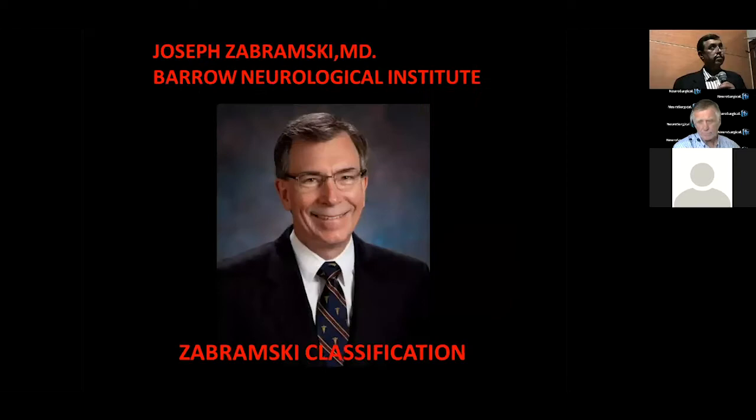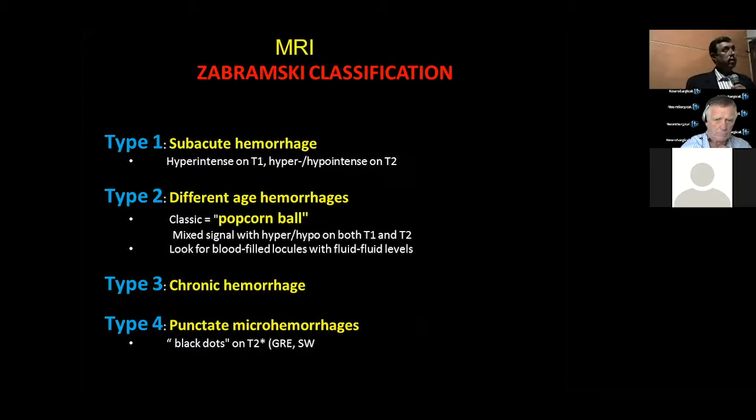And this man came, Joseph Dobromensky from the Barrow Institute in the United States, a very famous center for cerebrovascular disease. And he said, we will classify this into a classification. So it is known as the Dobromensky classification. His associate, maybe his boss, is Robert Spetzler, who did the classification for the AVMs and the others. So he said we'll classify them into type 1, type 2, type 3, and type 4. This is subacute hemorrhage. This is different ages, called the popcorn. This is a chronic hemorrhage. This is punctate. Let's see examples.